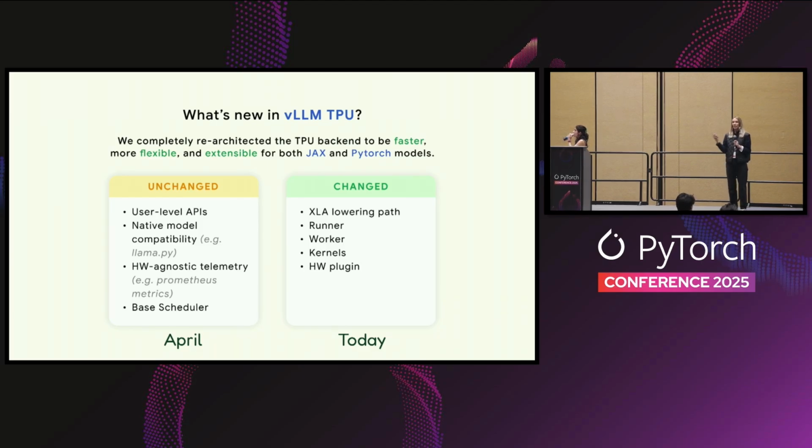We wanted to re-architect it so that it was really performant and flexible for our end users. But there were a lot of things that we didn't want to change with this implementation. The first thing is user-level APIs; we wanted to continue to support them all.